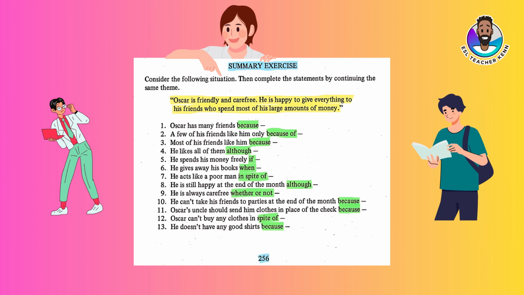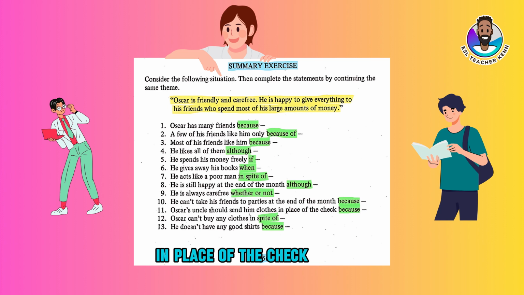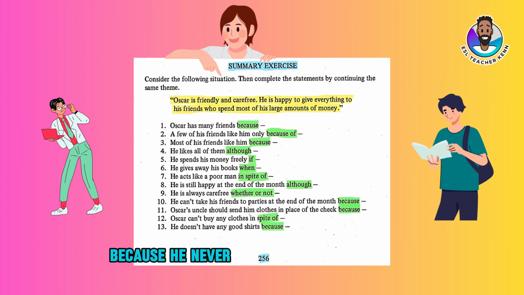11. Oscar's uncle should send him clothes in place of the check because... I'll say Oscar's uncle should send him clothes in place of the check because he never buys clothes for himself.